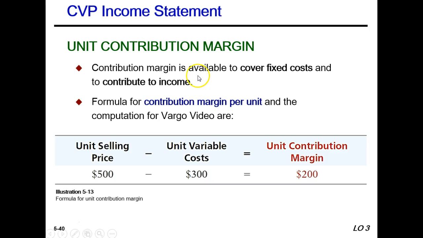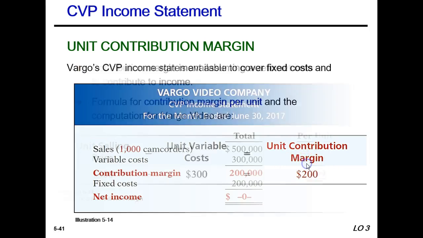The contribution margin is available to cover fixed costs and to contribute to income. The formula for the margin and the computation is the selling price minus the variable cost, which means each unit contributes $200 towards fixed cost and income. Okay?